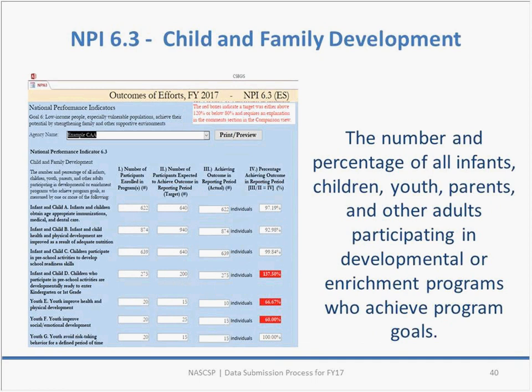In 6.3, this is often where Head Start outcomes are reported. This form also has targeting flags, as you can see on your screen with the red in the 4th column. The number and percentage of all infants, children, youth, parents, and other adults participating in developmental or enrichment programs to achieve certain program goals.